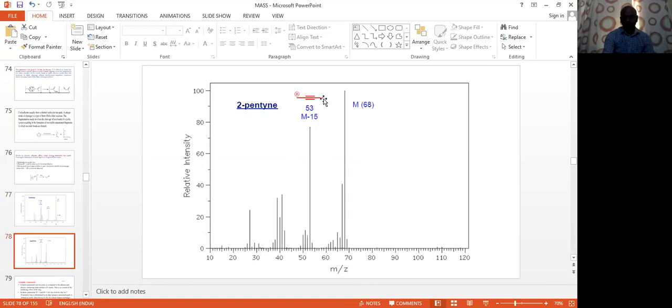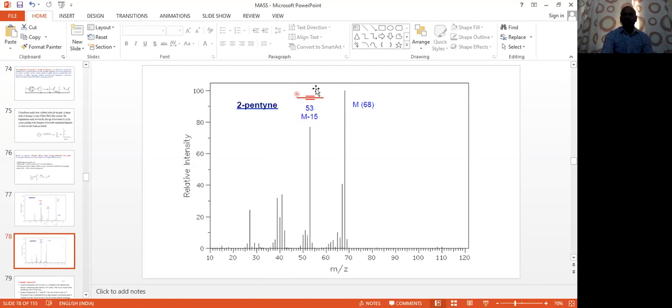This fragment ion is the loss of one carbon unit, that is the methyl unit, so it becomes M minus 15. But you can see here there is no propargyl cation. The propargyl cation, M minus 29, is not that prominent. Anyway, you have here the value 39, but that is not prominent. So which are the most prominent peaks here? One is m/z value 68, the molecular ion, which will become very prominent, and the next one is m/z value 53.